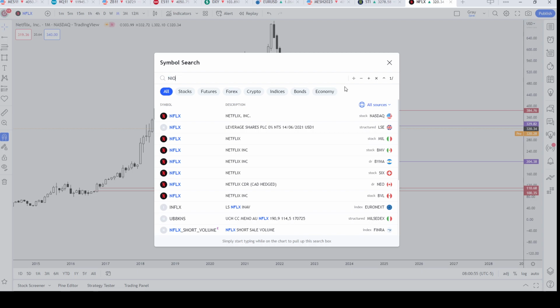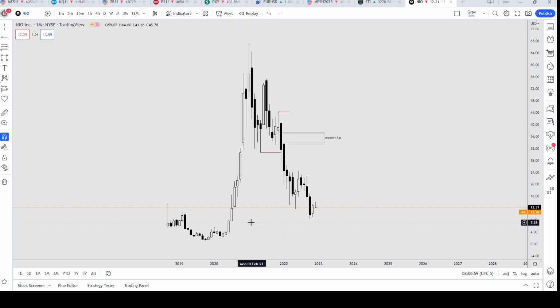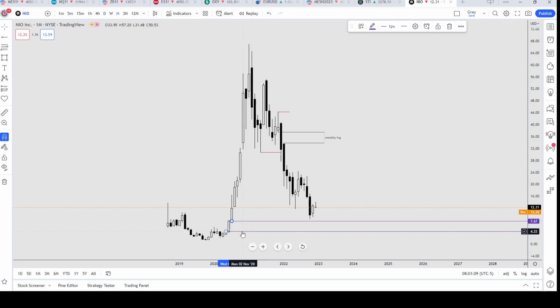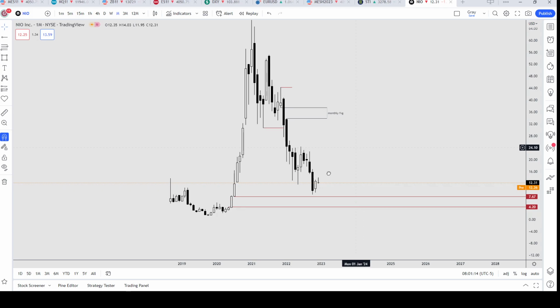Maybe NIO, anything new. We do have something for NIO. Okay, right here, the nearest liquidity, this should be the draw. I'm looking at this fair value gap over here, right? It could want to go up to this area.